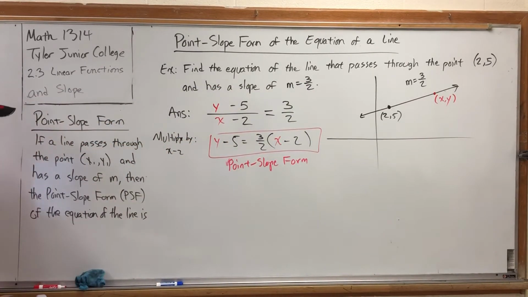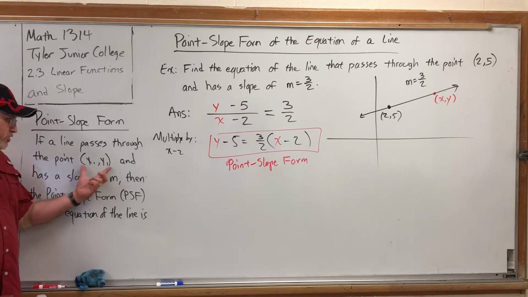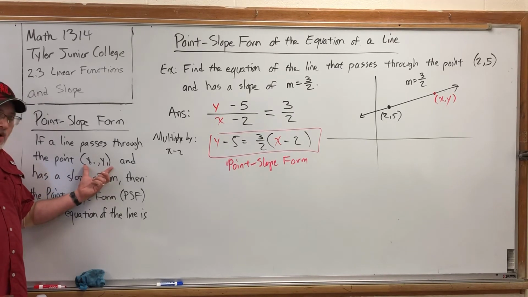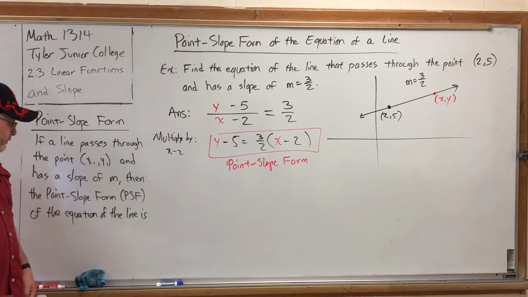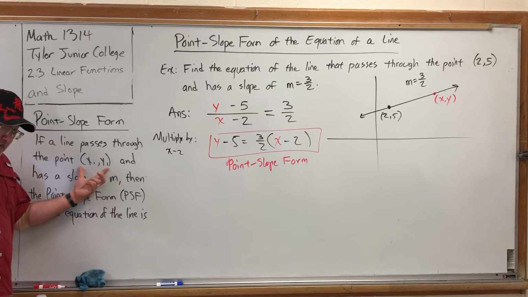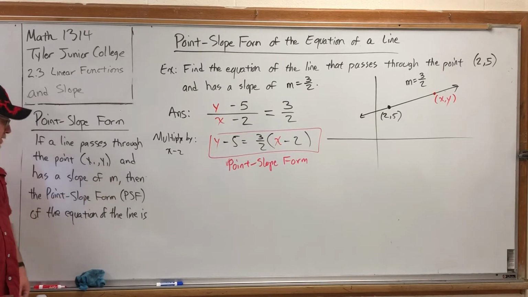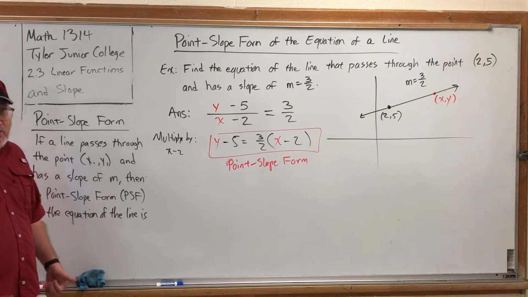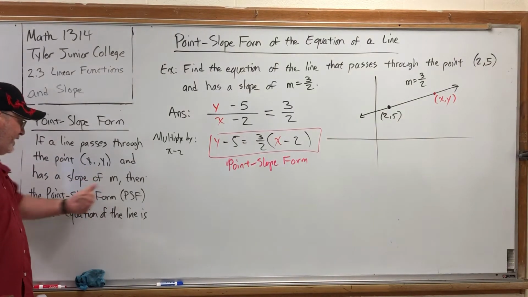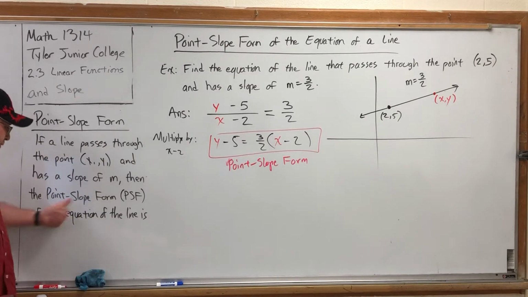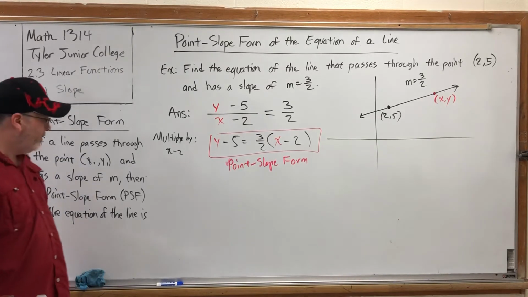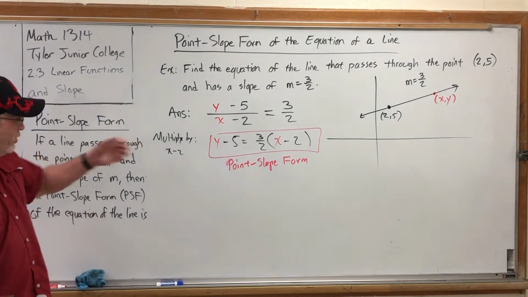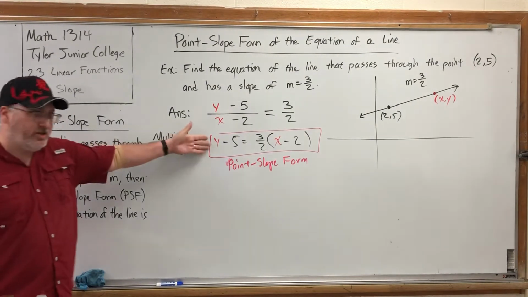Point slope form. If a line passes through a generic point, we'll call it x1, y1. It's a generic specific point, which sounds like an oxymoron. But if it passes through the specific point x1, y1, we just don't know what it is, and has a slope of m, then the point slope form, which we'll abbreviate PSF, of the equation of the line is, well, let's do the same thing we did over there, here, but fast forward to the end.